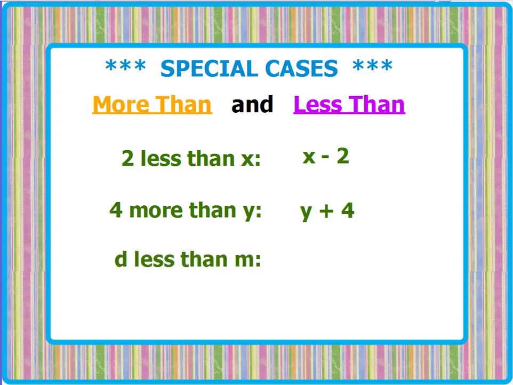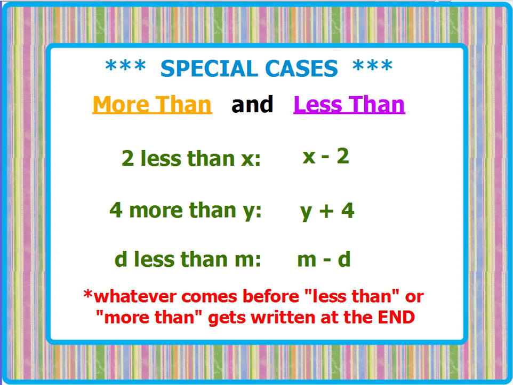And how about d less than m? How would I write that in symbols? I would write m minus d. Don't forget that more than and less than gets written at the end, or kind of switches order instead of just the order that it's written.